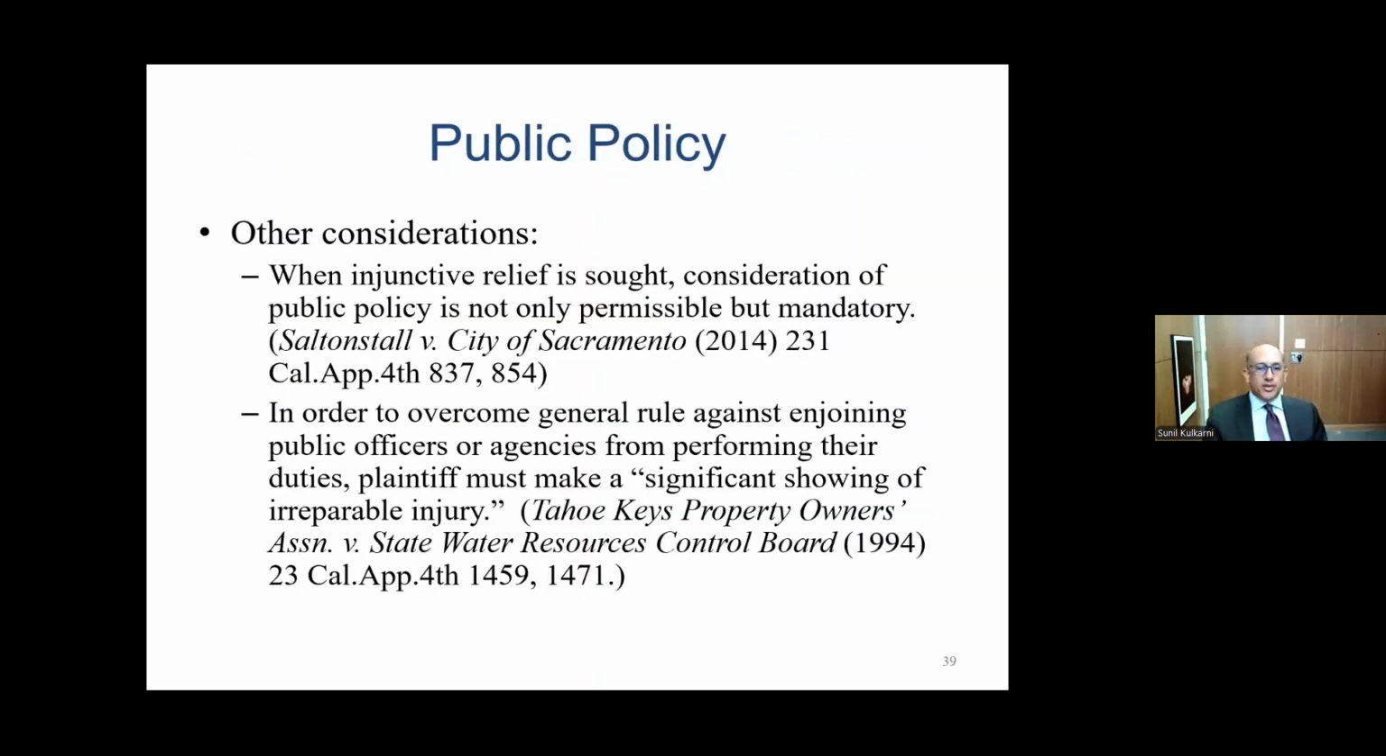And so when you're thinking about this, sometimes public policy comes in. And if you're seeking injunctive relief, it always comes in. And so, for example, if you are a homeowner and you're trying to stop the city from tearing down your house because it's a nuisance, you want to talk about public policy. You want to talk about the huge harm you'll suffer from this versus the minor harm the city might suffer by not knocking your house down. And you need to make the significant showing of irreparable injury.